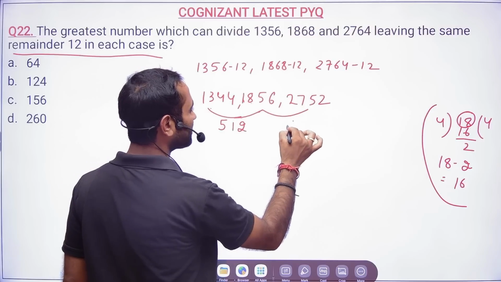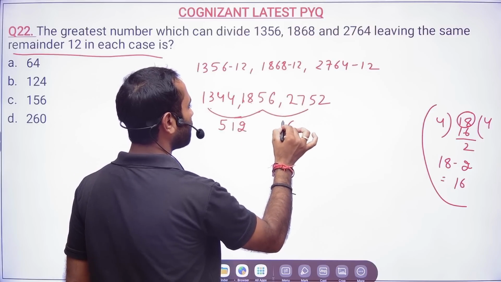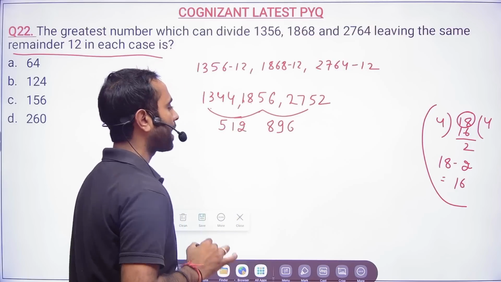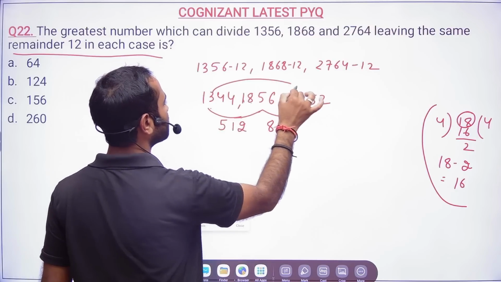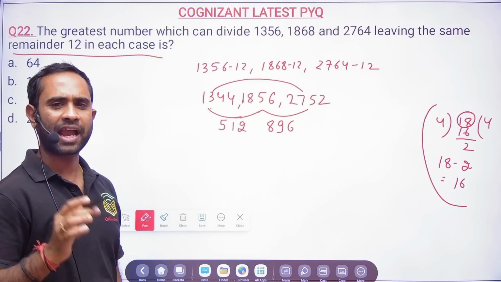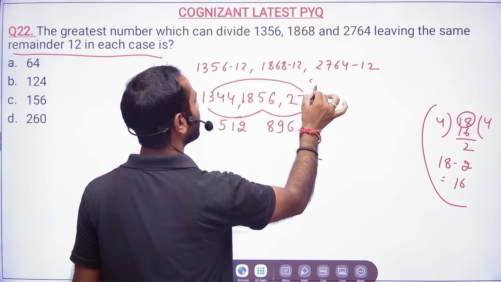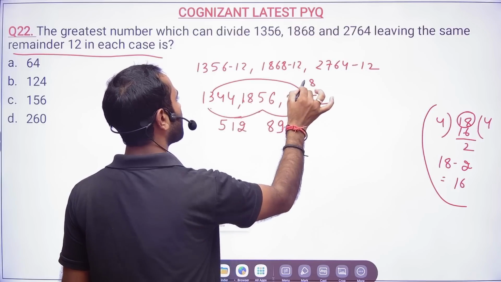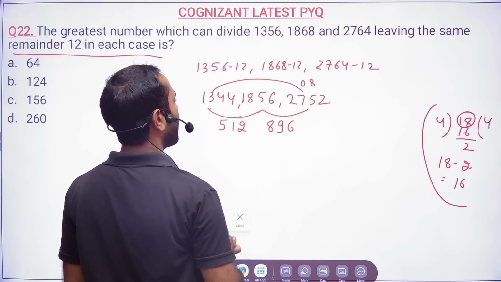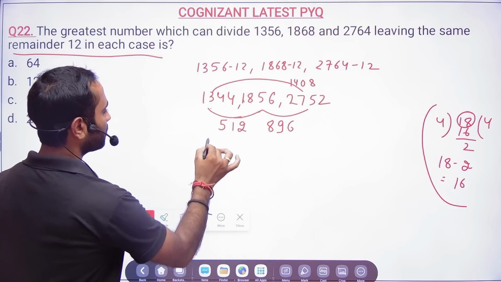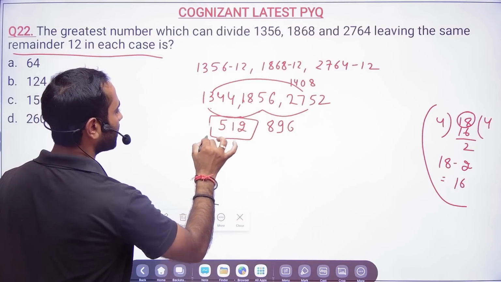12 minus 6 is 6, 14 minus 5 is 9, and 16 minus 8 is 8. Okay, fine. And then we will take this difference. In a class I will teach you about HCF, how we take HCF. Now 12 minus 4 is 8, 4 minus 4 is 0, and 17 minus 13 is 4. So where is the minimum value? The minimum value is nothing but 512.